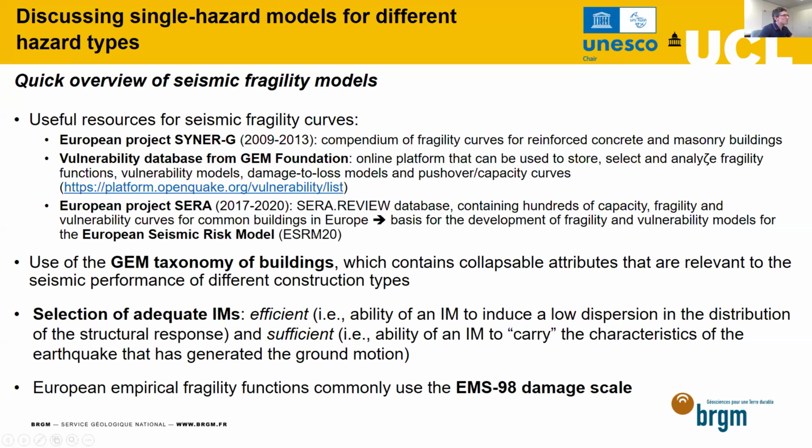More recently, the European project CIRA, with the CIRA review database, again has a lot of capacity, fragility, and vulnerability curves. This created the basis for the development of the European seismic risk model. Now it is becoming convenient to use the GEM taxonomy of buildings, because you have a set of collapsible attributes that are relevant to the seismic performance of different construction types. There are also always debates and issues about the selection of adequate intensity measures, which should be efficient and sufficient, among other requirements. The choice of the damage scale is also important, and there is widespread use of the European EMS 98 damage scale, especially for empirical fragility functions in Europe.